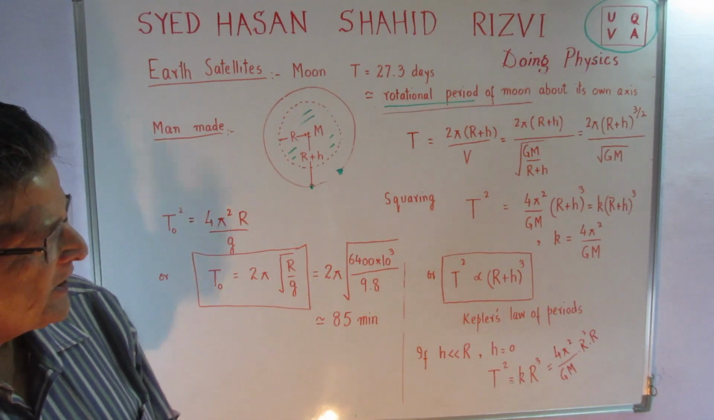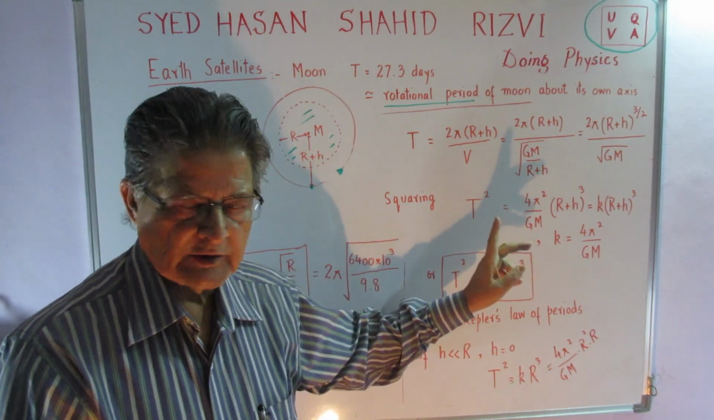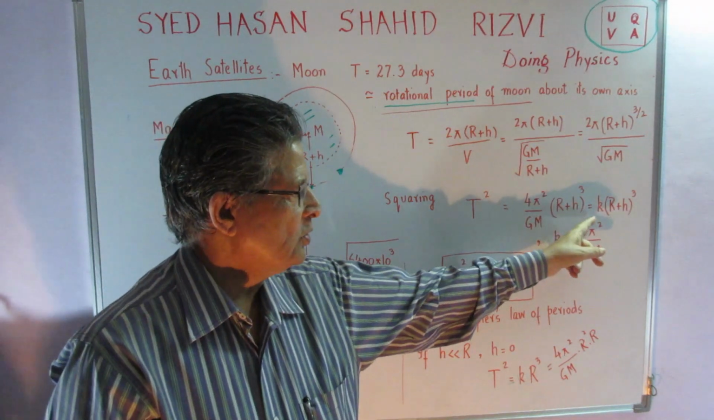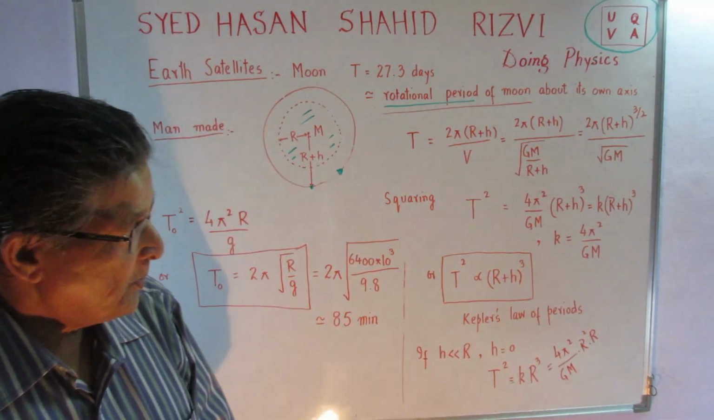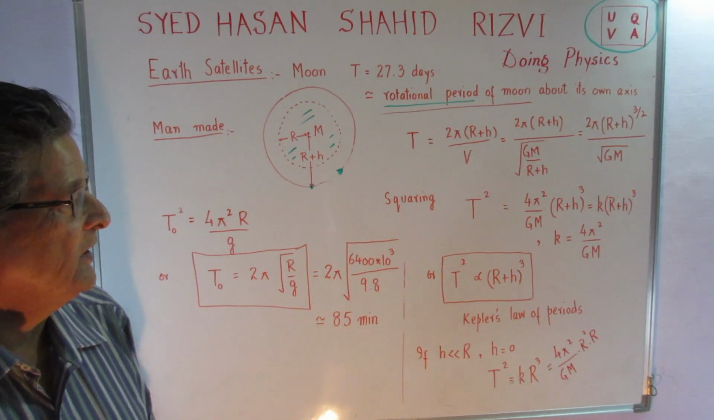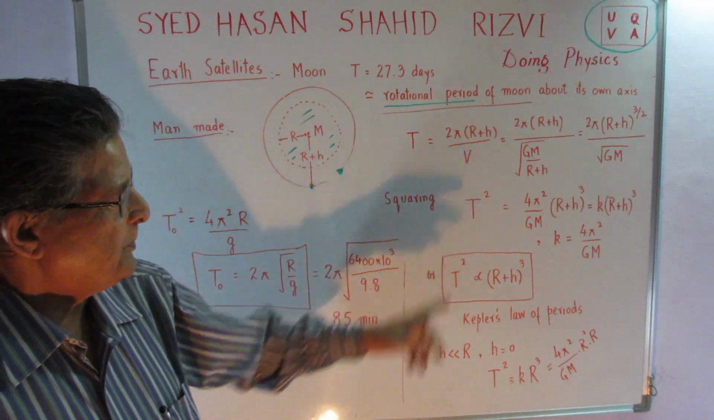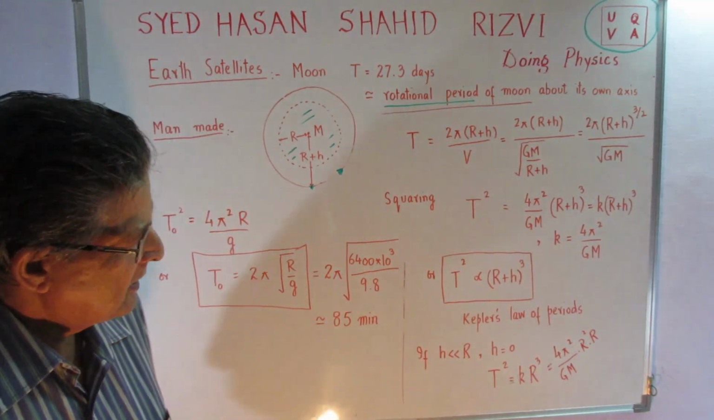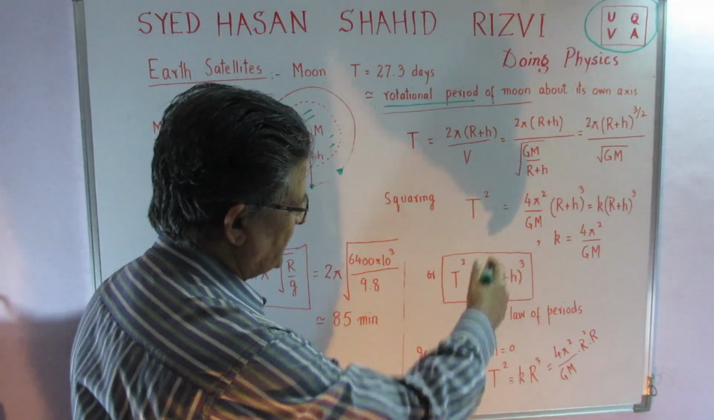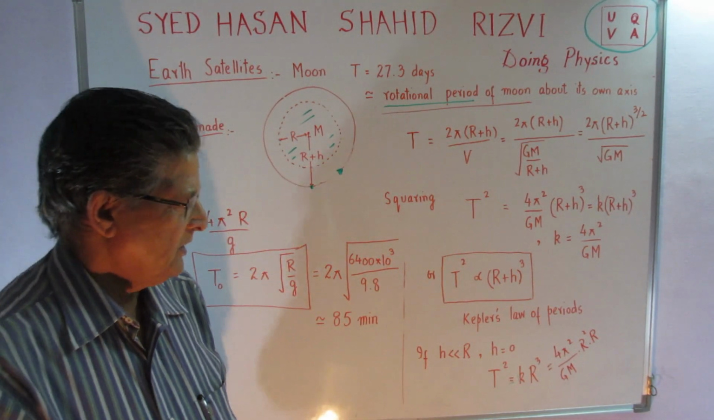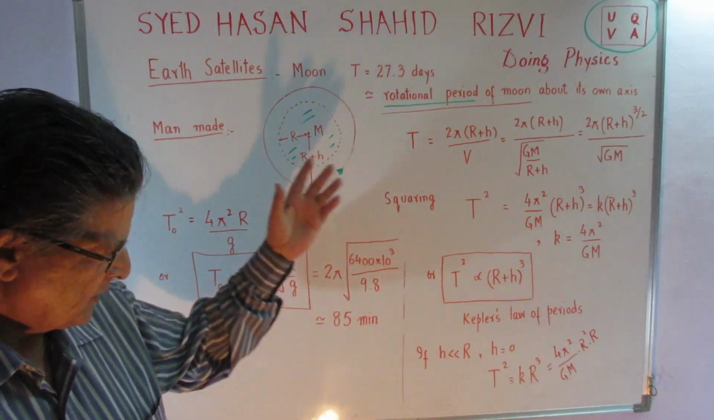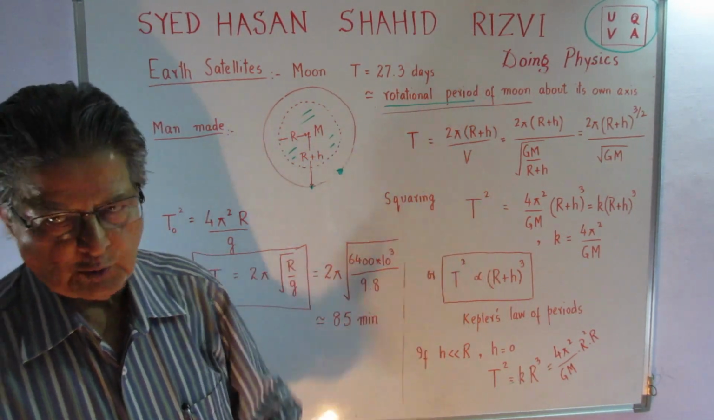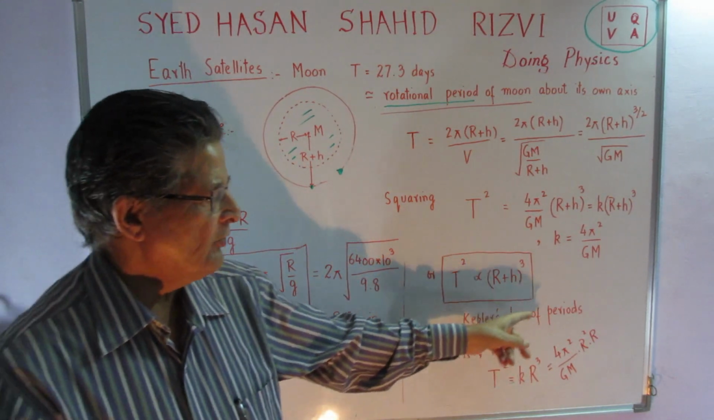And if I consider this quantity 4 pi square over GM, they are all constants, I take it as a constant, then I can write t square is equal to a constant times (r plus h) cube, which is the radius of the satellite's path. The time period squared therefore is proportional to the cube of the radius of the path of the satellite around that. Now t squared proportional to r cube. This is basically Kepler's law of periods.